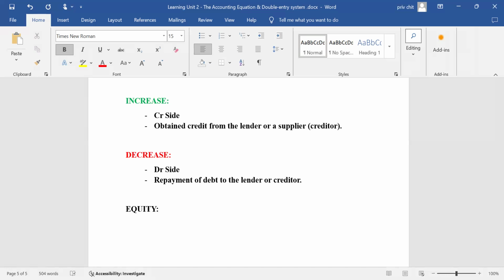Equity is one of the other elements that is affected by the accounting equation, right? Now let's define what equity is. To do that, I would like you to go to page 30.